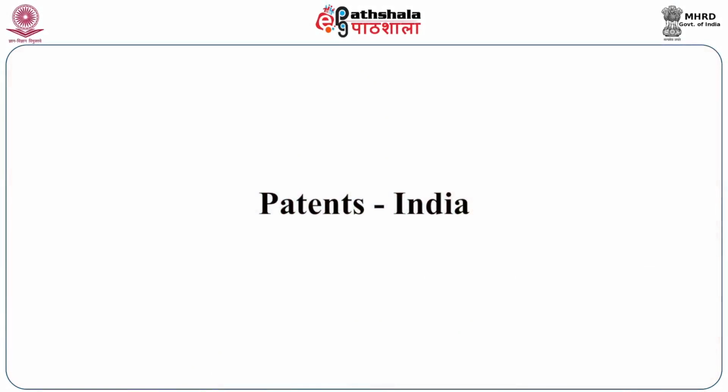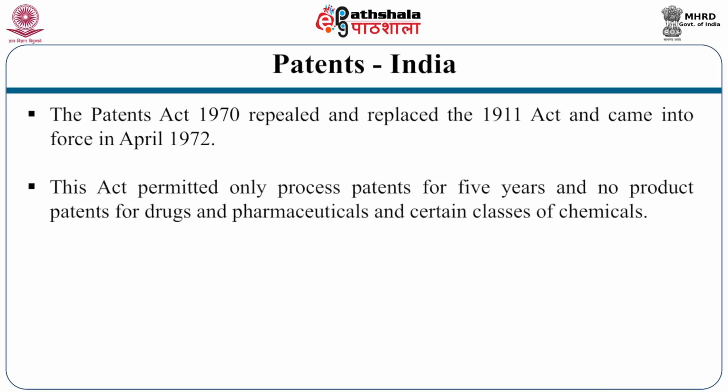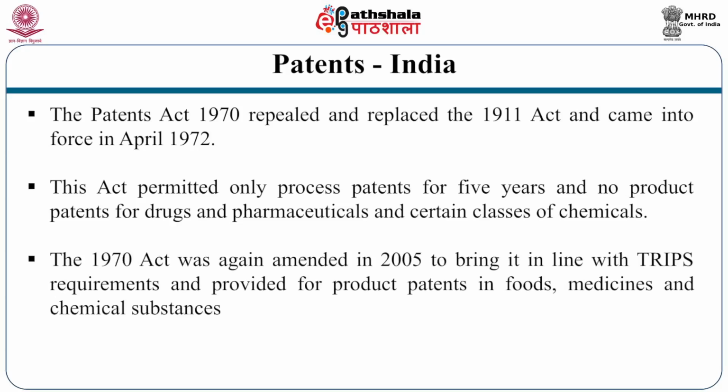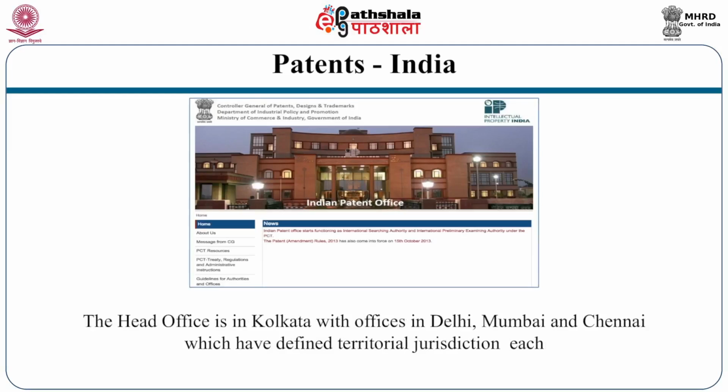Let us look at India in detail. The Patents Act, which came into force in April 72, repealed the earlier act. It did not permit product patents for drugs and pharmaceuticals and certain classes of chemicals. However, the Patent Act 70 was amended in 2005 to bring it in line with the TRIPS requirements and provides for product patents in food, medicines and other chemical substances. Patents are filed with the Patent Office administered by the Controller General of Patents. The head office is in Calcutta with offices in Delhi, Mumbai and Chennai, and they have defined territorial jurisdictions.